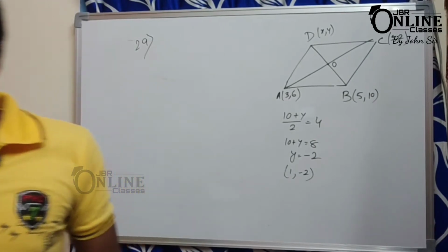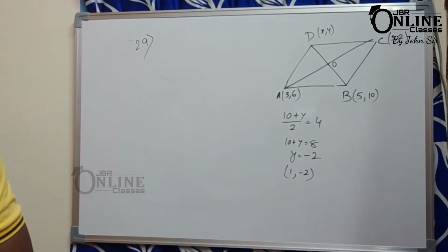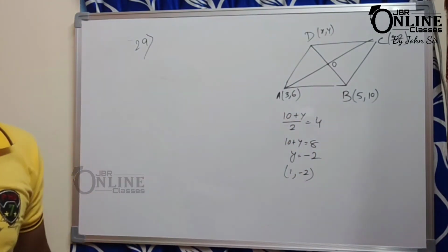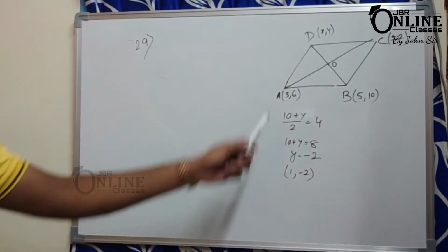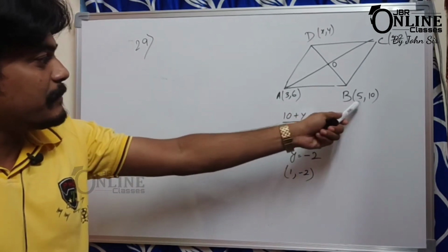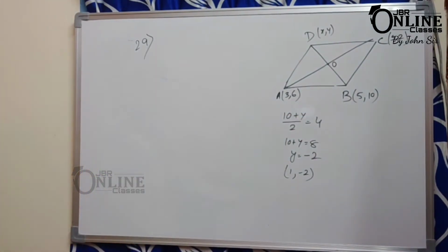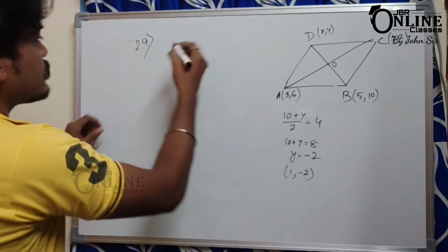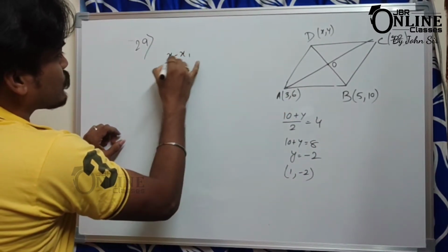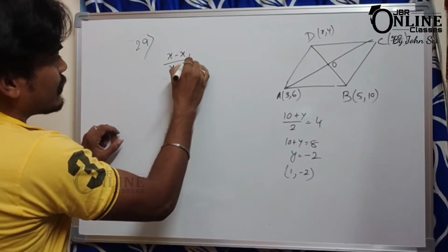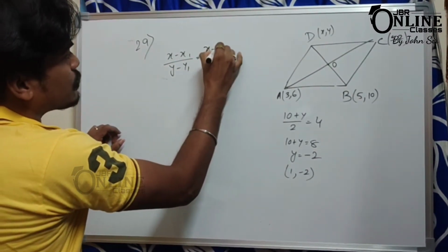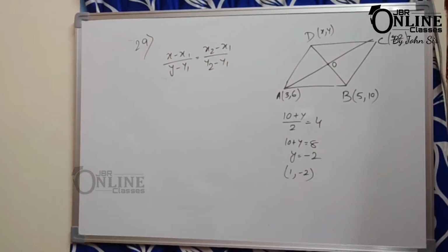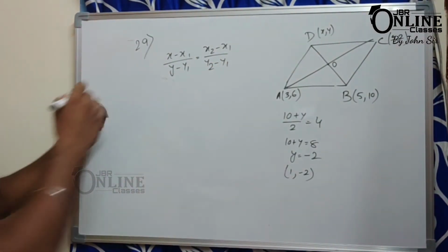Now the third part: you have to find the equation of side AB of the parallelogram. Here the first point A is 3, 6 and B is 5, 10. According to the formula, to find the equation with the help of two points, the formula is x minus x1 by y minus y1 equals x2 minus x1 by y2 minus y1. That is the formula. Now you just put in the values.